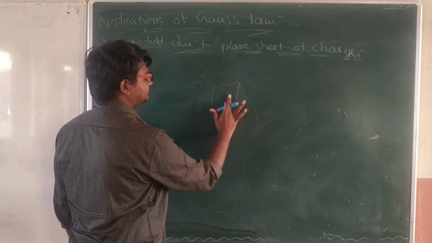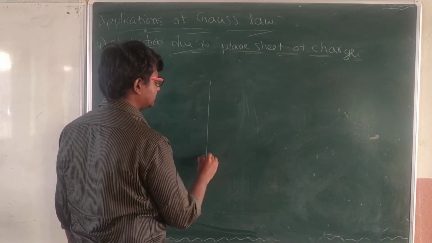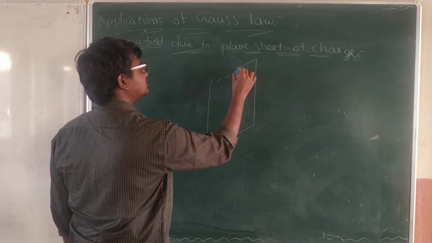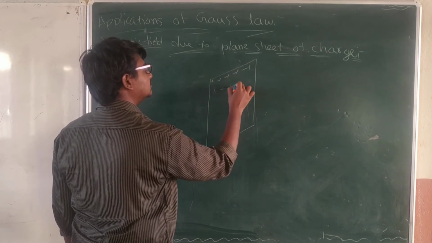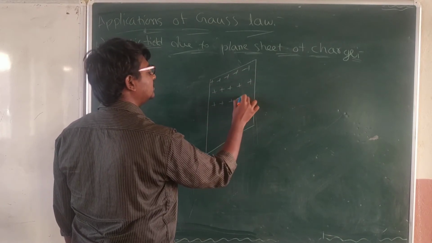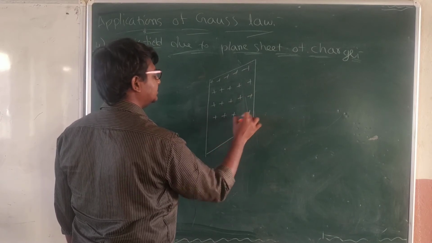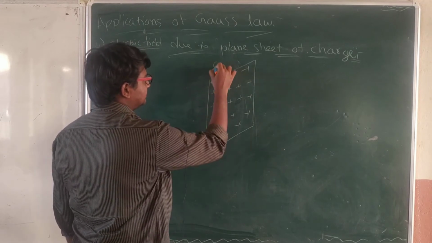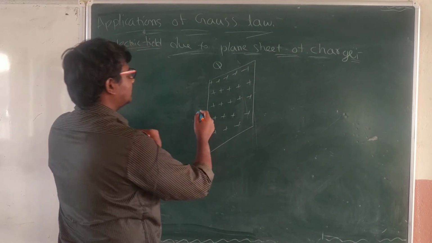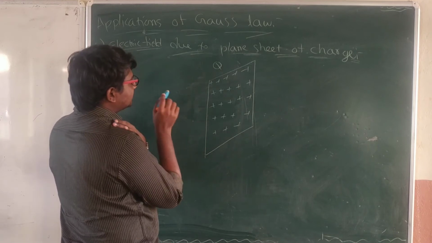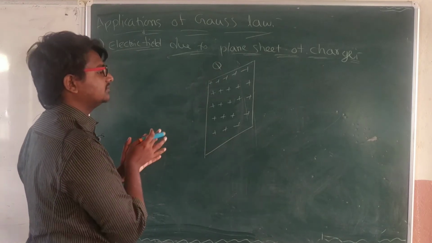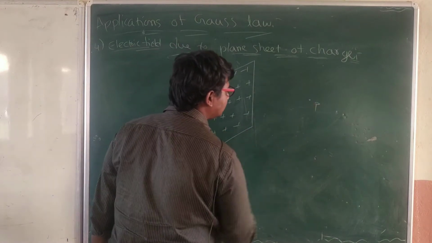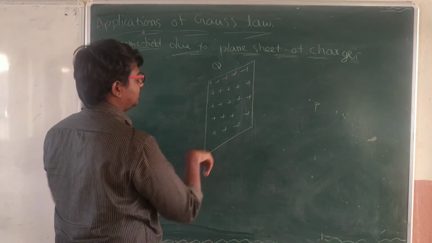Let's consider a plane sheet like this, and which is charged. Okay, a uniformly charged plane sheet simply. This one is charged with plus Q. Alright. Now we have to find the electric field due to this sheet at any point. Okay, at any point P. For example, here we are considering a point P.